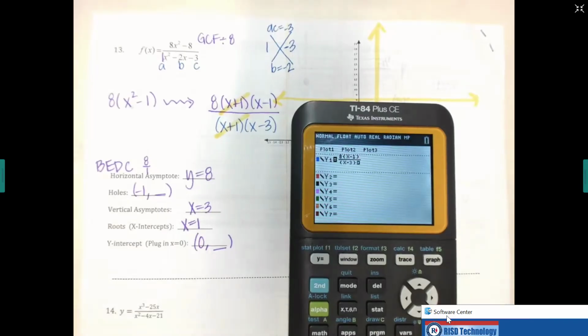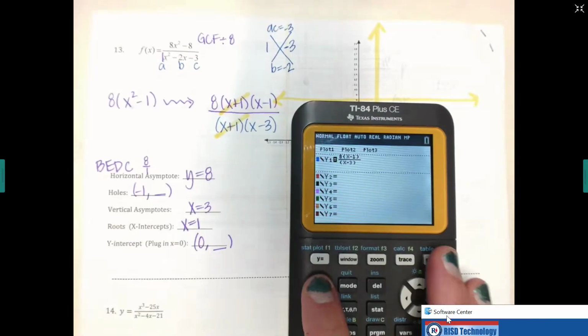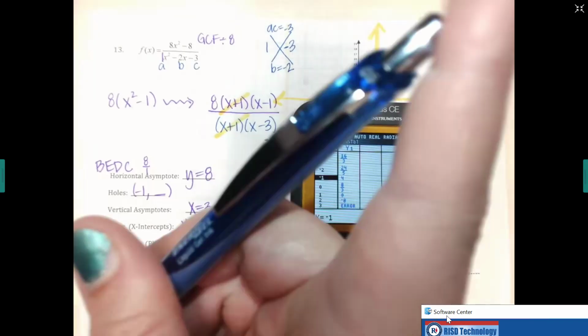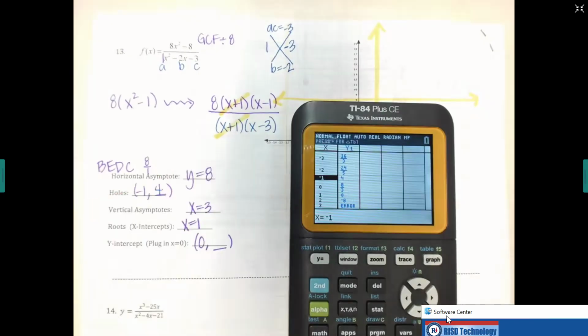So I want an 8x - 1 on top and an x - 3 on bottom. And then we'll just look up those partners. Okay, remember, if it gives you a fraction and you're having to graph it, it'd be easier if you turn it into a decimal. So -1 goes with 4. And then 0 goes with 8/3.